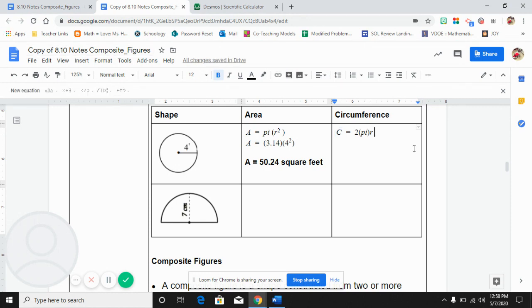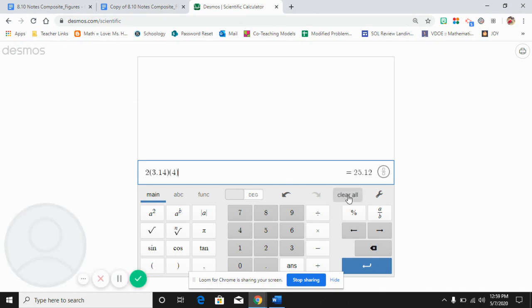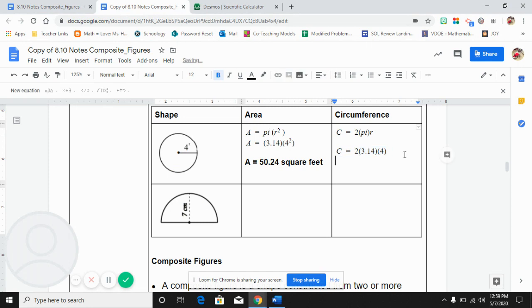Let's plug in what we know. Remember, we always use 3.14 for pi. So 3.14, and I can't forget the 2 in the front. It's 2 times pi times r, and r in this case is 4. Take that, plug it in, see what we get. 25.12. So our circumference is equal to 25.12. Always include the units. In this case, it's feet.